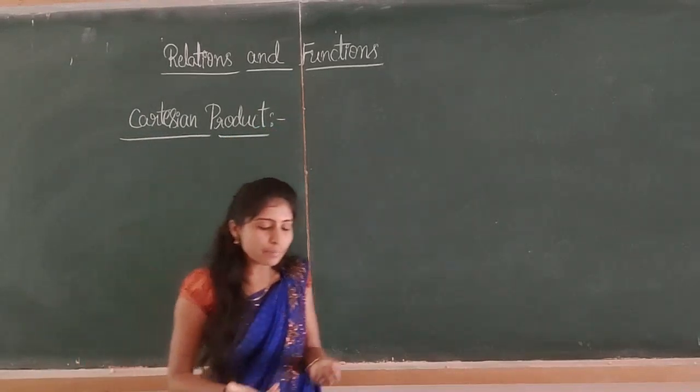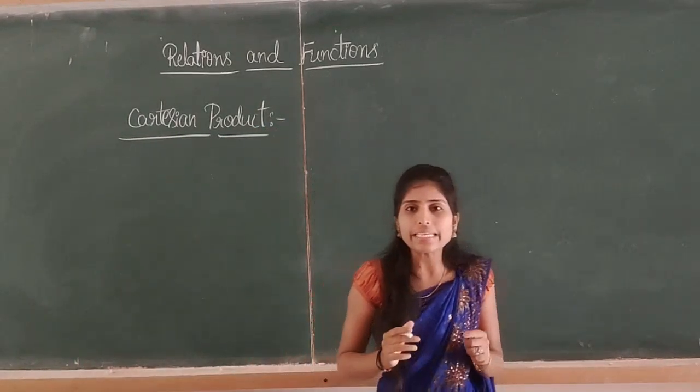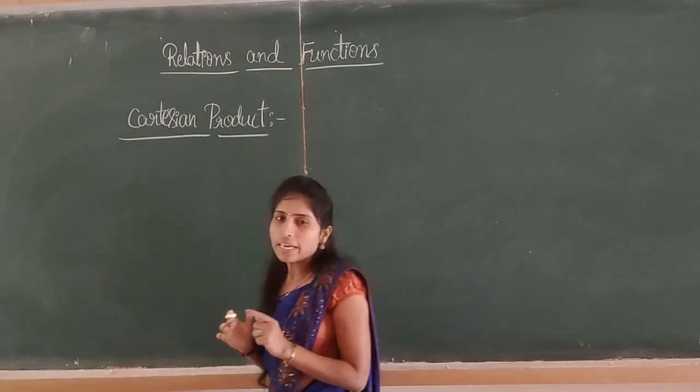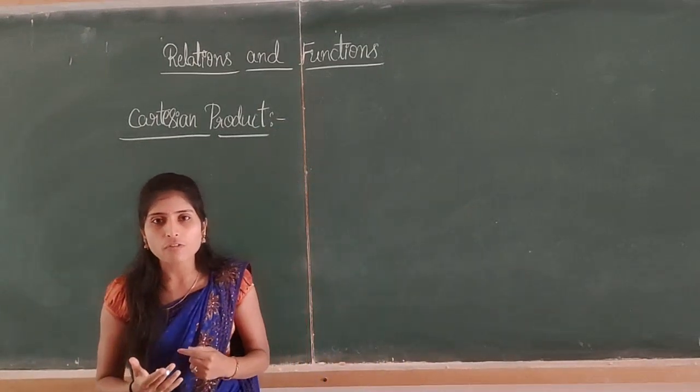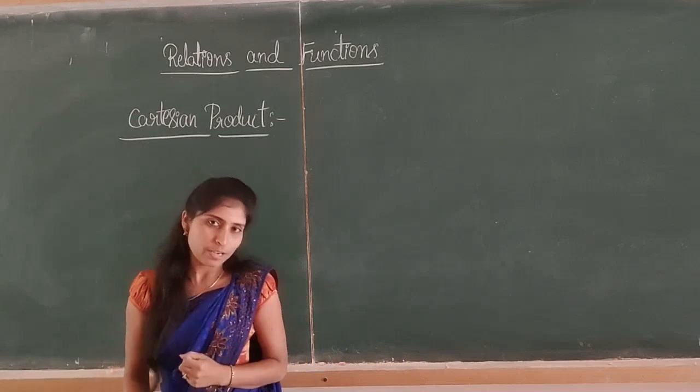Take any two non-empty sets A and B. The Cartesian product A cross B is the set of all ordered pair of elements from A and B.